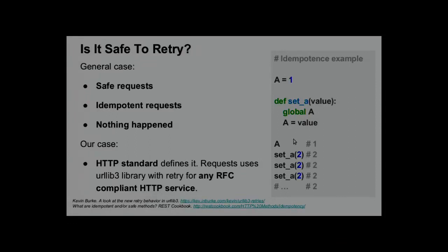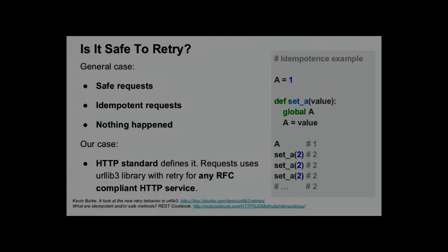So it just changed something, but only once. If you call this several times, it won't change it anymore. So here A was 1, then we called set A several times, and it's 2 and 2. And another case is when nothing happened. For example, our request didn't reach the remote server, so kind of nothing happened.